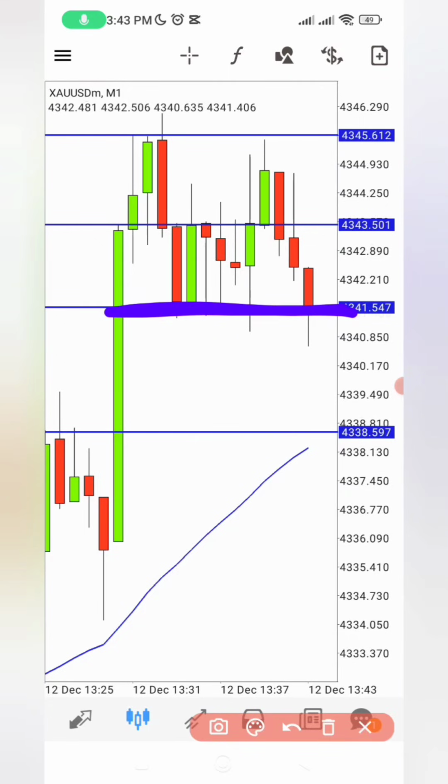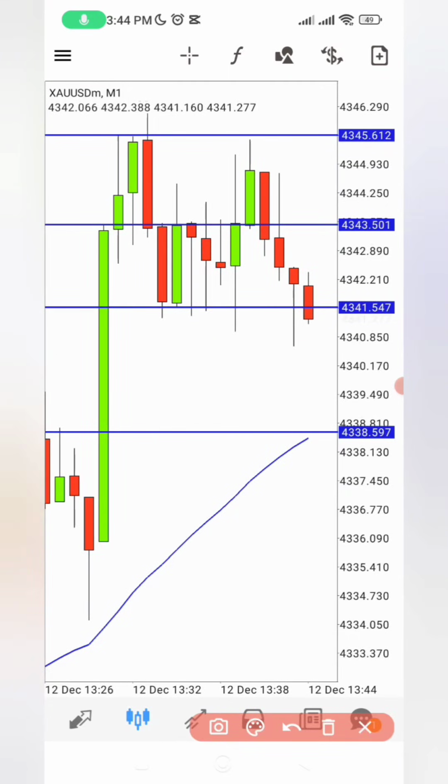Right here, you can see it's rejecting and coming back inside. We want a proper signal where the market actually closes below this level right here, because this way you can see all the rejections were happening. So if it closes below, that will be good.